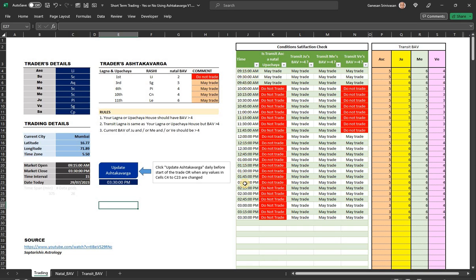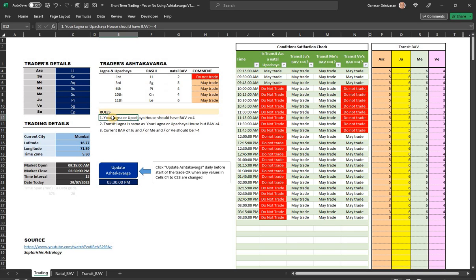One has the series of values, and the criteria for trading is this: your lagna, that is your first house, or the upachaya houses 3, 6, 10 and 11 should have a score which is more than or equal to 4. In fact, I should put maybe even equal to 4 here. Then you can trade. Your lagna or upachaya house should have binnashtakavarga of 4 or more.